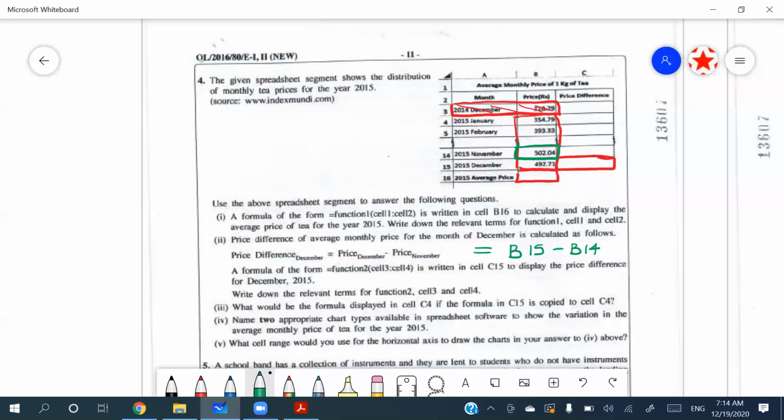But when it comes to the function, your function is going to be equal sum. We can say it in two different ways: B15 comma minus B14, or the other way around, that means minus B14 comma B15, with equal sum. So you can go for that, right? Doesn't matter.